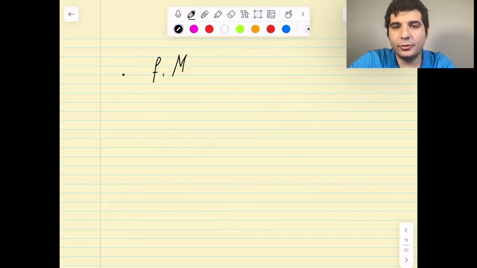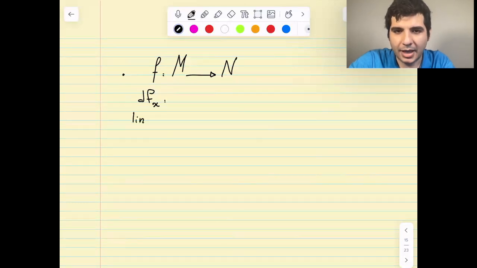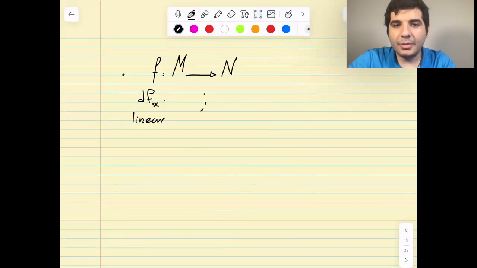Okay. Now let's get back to our main motivation. Let's say we have a smooth map between two smooth manifolds. The derivative of f, we like it to be linear. We want the derivative to be a linear map approximating the map f close to a point x. For the map to be linear, the domain and target should be vector spaces. The domain and target also should be linear. But M and N are manifolds.